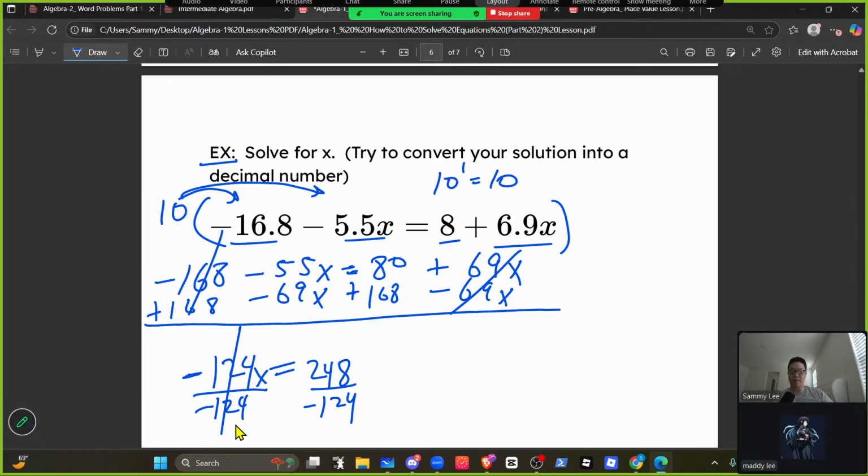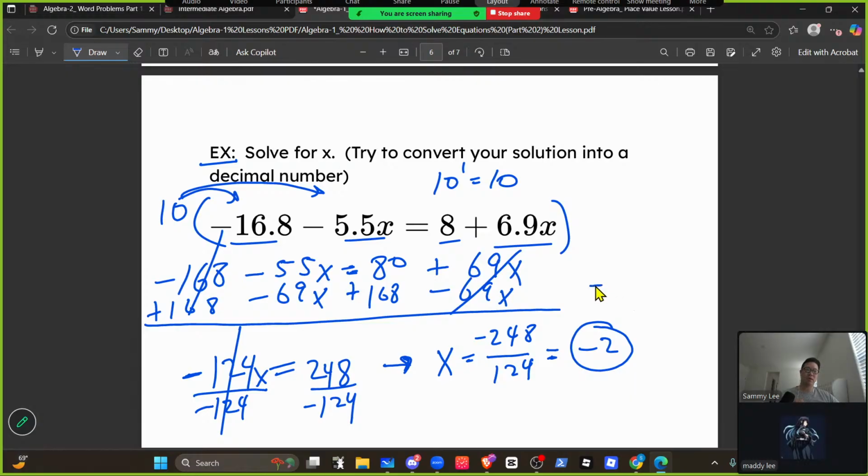When we do that, we get x equals negative 2. 124 goes into 248 two times. So your answer is going to be negative 2. Good job. And as a decimal, this would be negative 2.0.